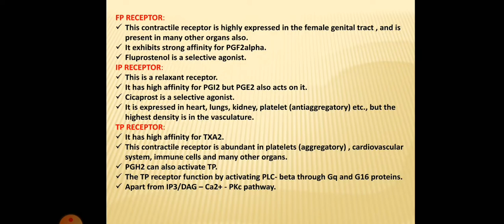The TP receptor functions by activating the phospholipase C-beta through Gq and G16 proteins, apart from the IP3-DAG calcium protein kinase pathway. So these are the different types of prostanoid receptors.